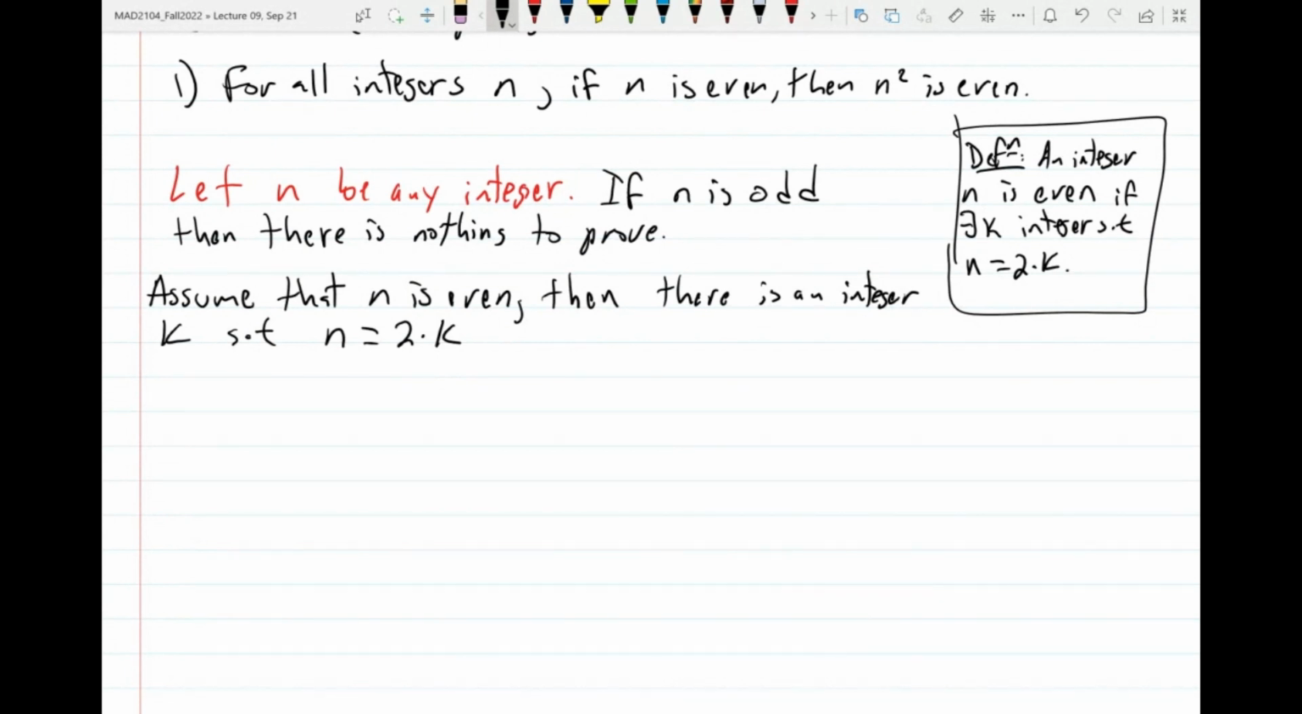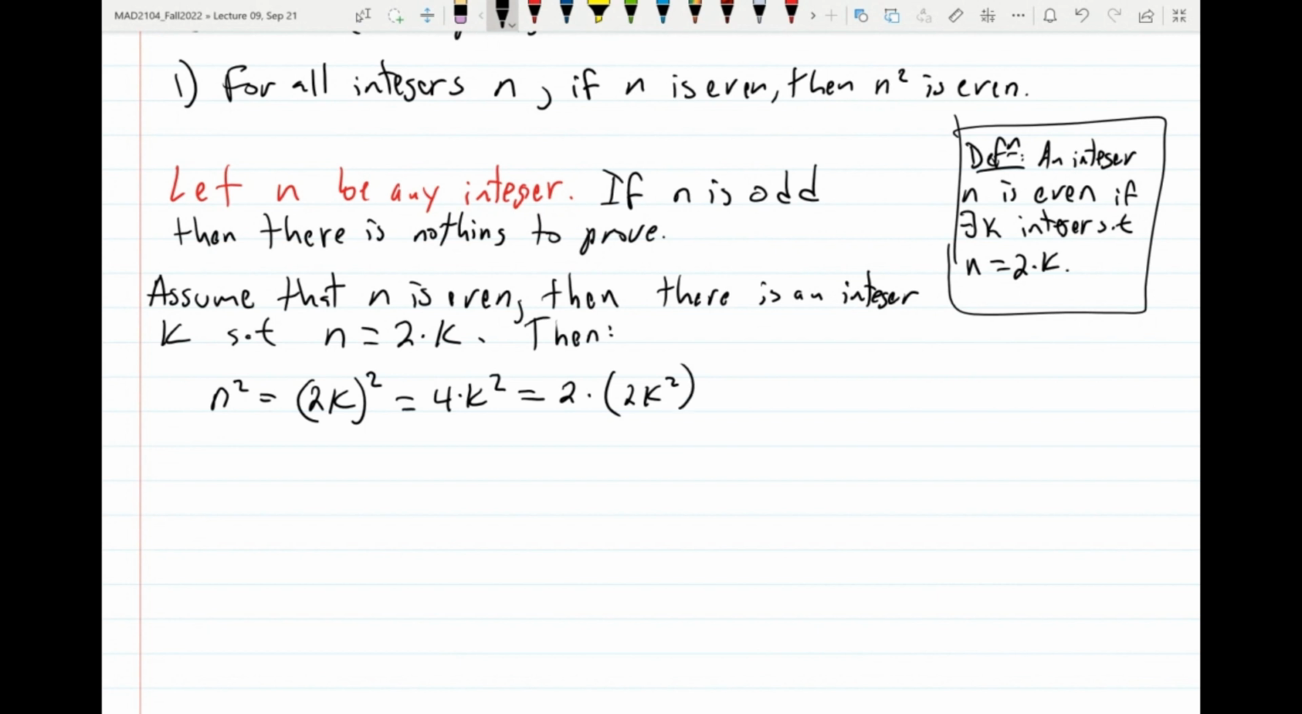Yes? All right. Now, what can we do from here? What do you think we should do? Define n squared as 2k times 2k. Exactly. Let's square n and let's see what we get. So from here, it follows that n squared can be written as (2k) squared, right? And then what's (2k) squared? 4k squared. That's 4 times k squared. Remember, we want to write it as 2 times something because that's what it means to be even. It's 2 times 2k squared.